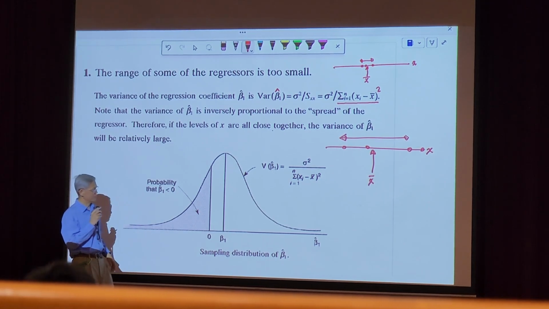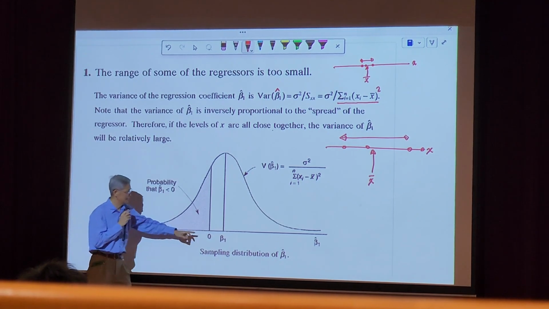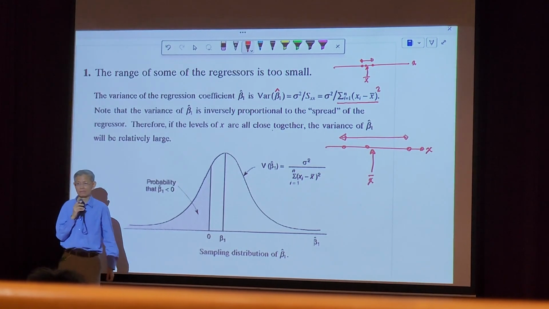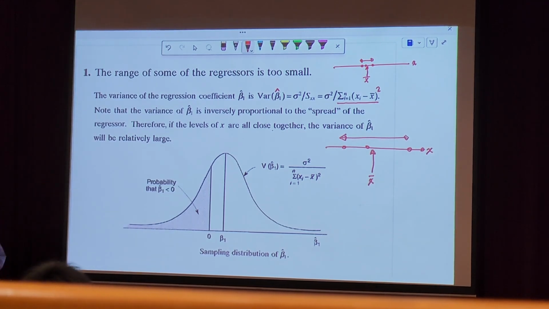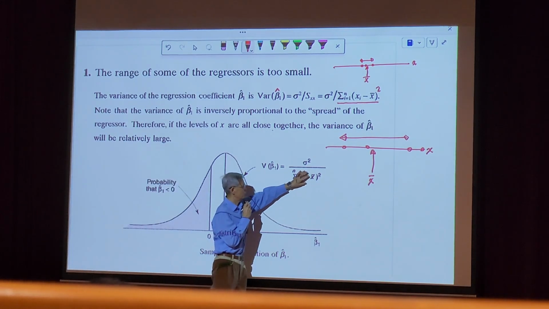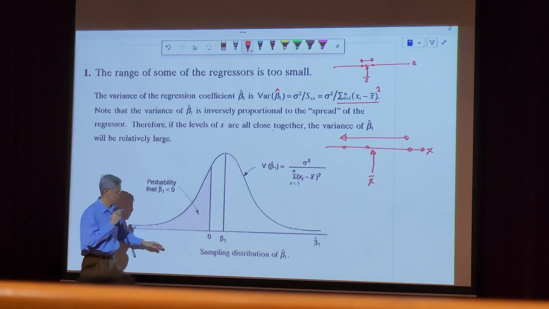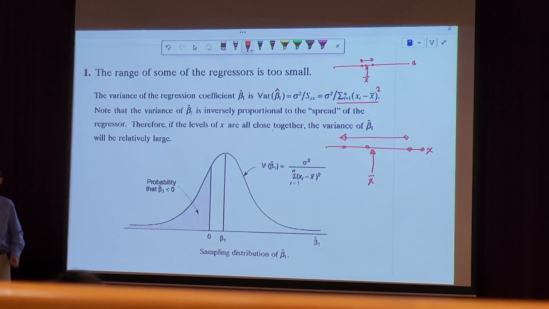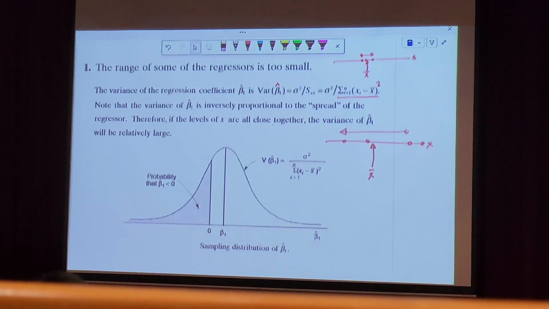If you take a sample and do a regression, the chance of getting a beta 1 hat that is negative is this one. Here's the probability. Can you see how big this probability is? Well, it's less than half, but it's quite substantial. It can happen. It should be positive, but because your spread is small, the variance is large, so it's likely for you to get a negative beta 1 hat. That's the reason why a small range of the regressor variable could lead to an incorrect sign of your regression coefficient. Okay? I hope that is clear.